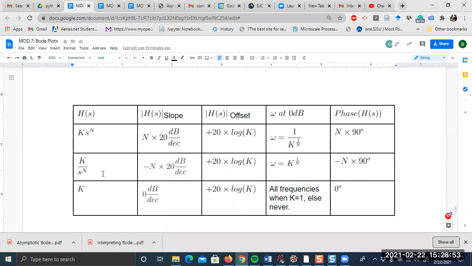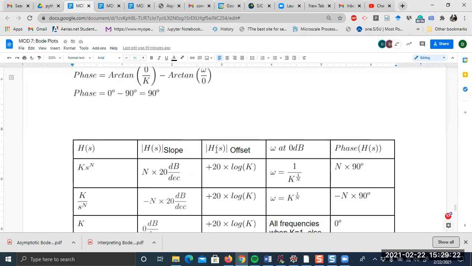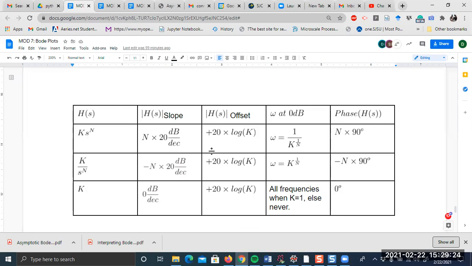And then for K over S to the N, right, it's minus 20 dB per decade times N, and the phase is minus N times 90, however many order of magnitude you have, or I mean, order of the function. And then K is, that's always what it is. So I showed you when S was raised to the power 1, but it could easily be raised to the 2, 3, 4, 5, 6, right? And you can just use that chart. So it's all kind of based on that.